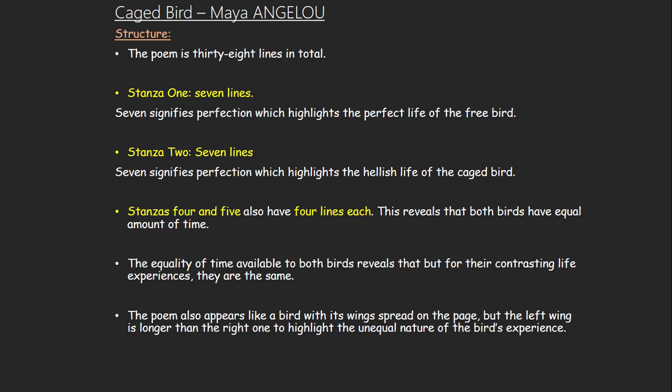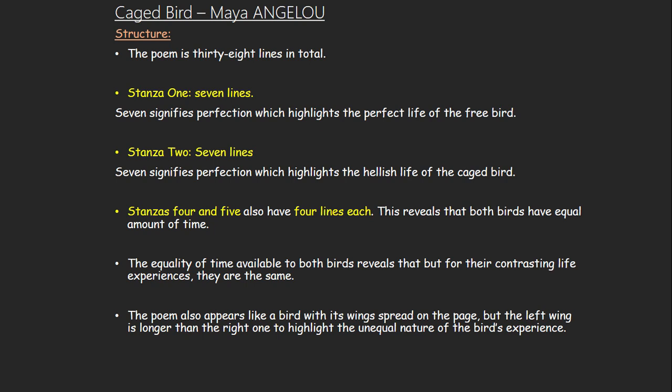they please. In terms of the structure of the poem, which is really important when you're speaking about this poem, the poem has 38 lines in total. Stanza 1 has 7 lines, like I've already mentioned. 7 signifies perfection, which highlights the perfect life of the free bird. Stanza 2 also has 7 lines. Again, 7 signifies perfection, which highlights the hellish life of the cage bird.